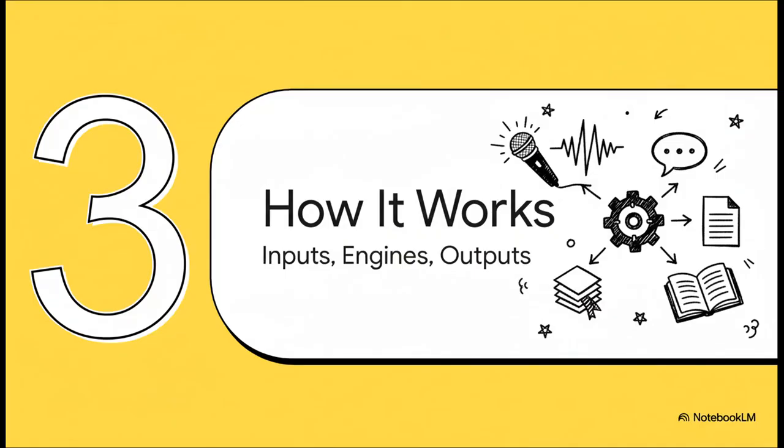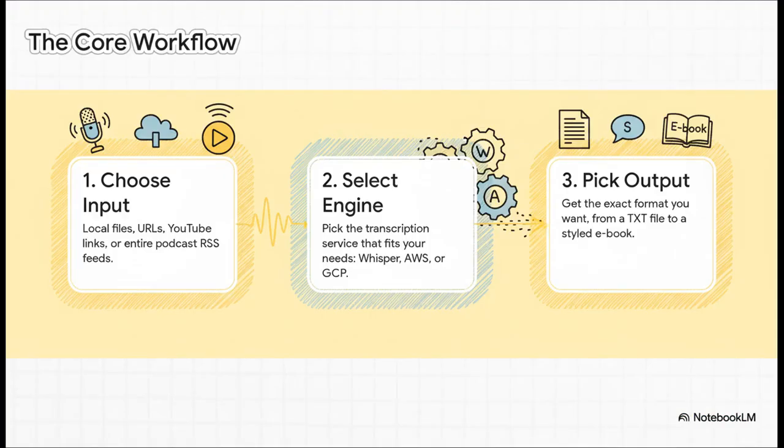So how does all this magic happen? Well, the real power here comes from a really simple three-part structure. The tool breaks the whole process down into inputs, engines, and outputs, which gives you incredible flexibility at every single step. And the workflow itself couldn't be simpler. Step 1, you tell the tool where your audio is. Again, local file, URL, or even a whole podcast feed. Step 2, you pick the transcription engine you want to use. And step 3, you just decide what kind of output format you want at the end.